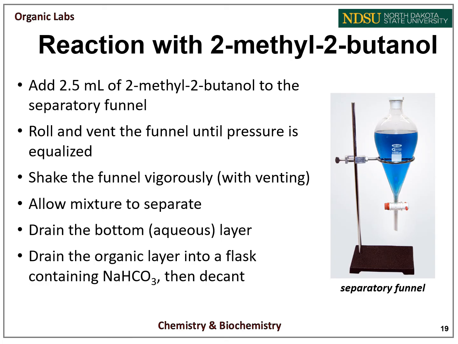For the reaction with 2-methyl-2-butanol, in our separatory funnel, we will add 2.5 milliliters of 2-methyl-2-butanol. We'll then roll and vent this reaction until pressure is equalized. Then we'll shake the funnel fairly vigorously while venting. Then we will allow the mixture to separate, and we'll drain the bottom aqueous layer. We'll then drain the organic layer into a different flask that contains sodium bicarbonate, and then we will decant our liquid from the solid that's left over in the flask.